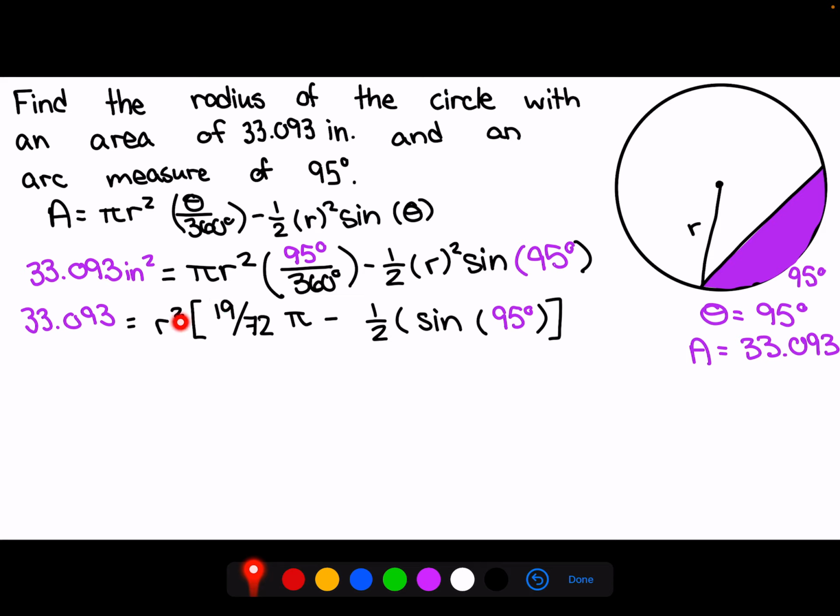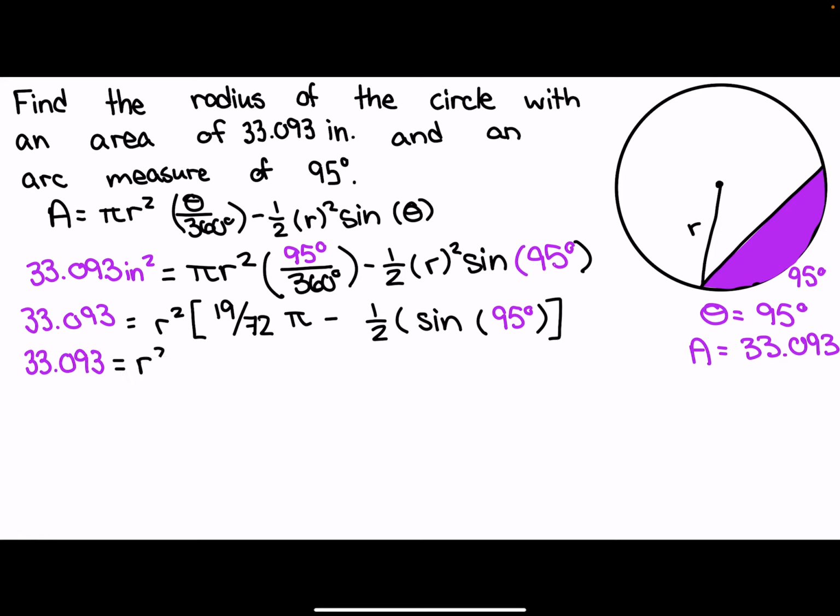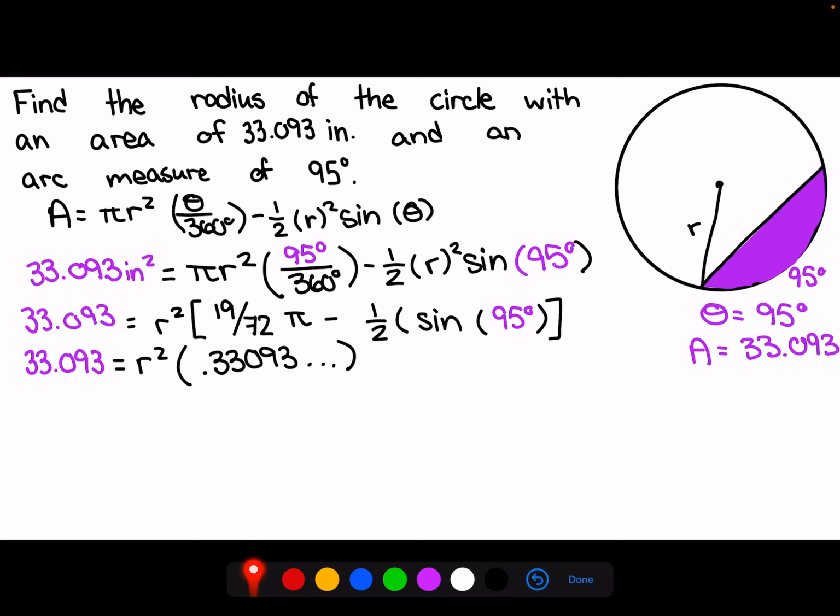Again, you can see that both r squareds were moved out, simplified the fraction, and that's all that we did there. If I enter in this entire thing that's inside the parentheses into my calculator, I'll be left with 33.093 is equal to r squared times 0.33093 repeating. It goes on forever. It's irrational. Now, the main thing that we should notice here is that the only difference between these 2 is if I move that decimal place 2 places to the right. So that's 2 significant figures.